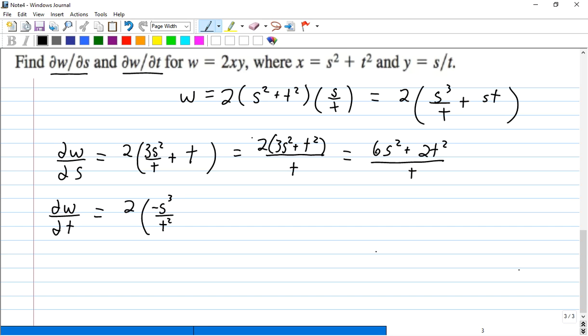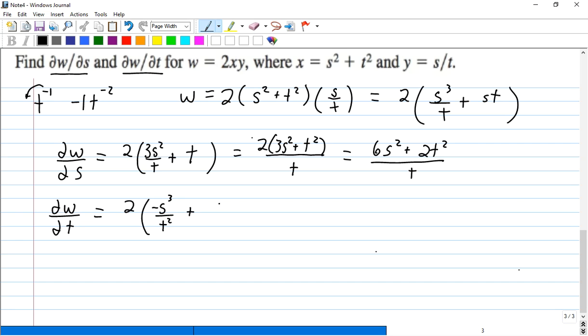So why would it be negative? When you take the derivative of t to the negative 1, you get negative 1 t to the negative 2, because you have to multiply times the front. So that's why the s cubed would be negative.